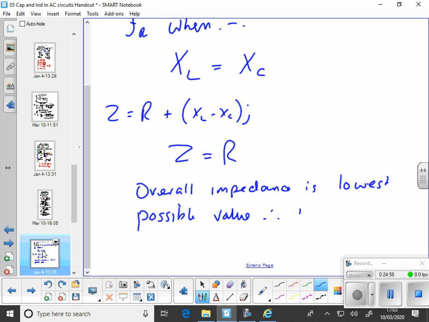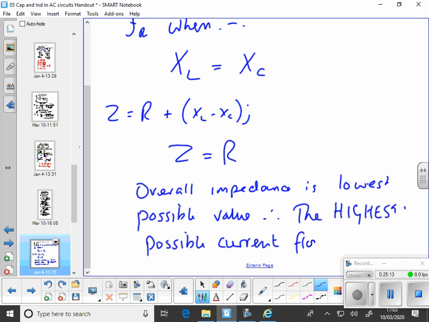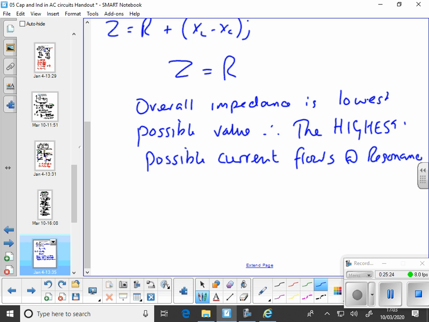Therefore, the highest possible current flows at resonance. We can also say that VL is going to be equal to VC in magnitude. Angles will be 180 degrees in opposition to each other.